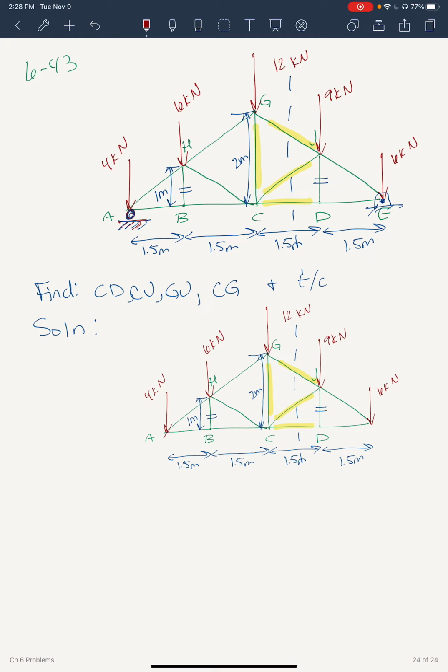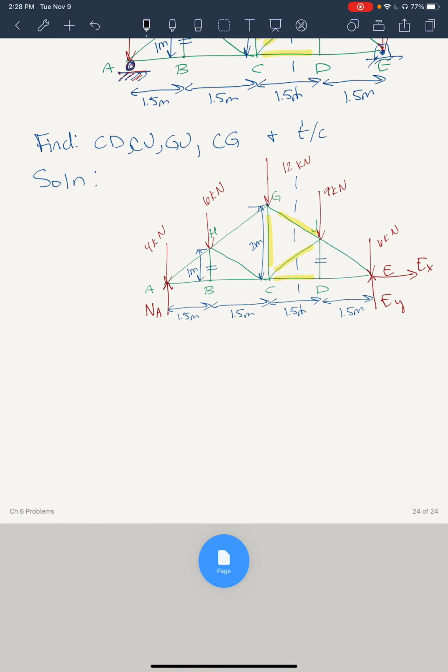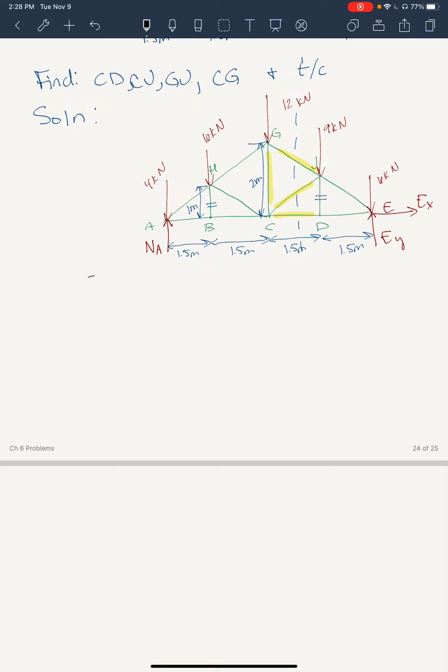So at A, we're going to have that normal force at A. And then at E, we're going to have EY and an EX. Now we can do any of our 3 equations of equilibrium. We can sum the forces in the x direction equals 0. That's going to give EX equals 0, because that's the only force. Then we can sum the moments about point A equal to 0 to find EY.